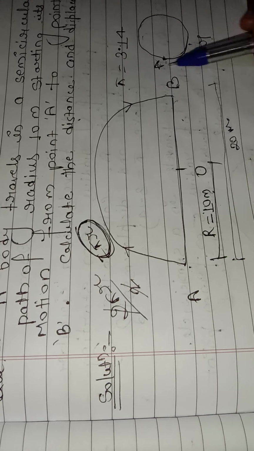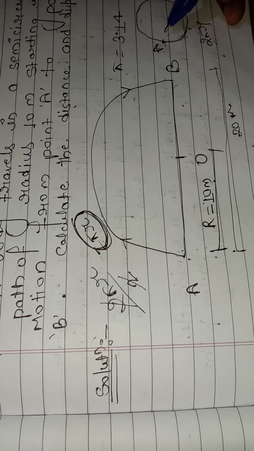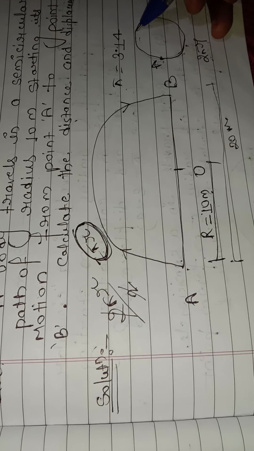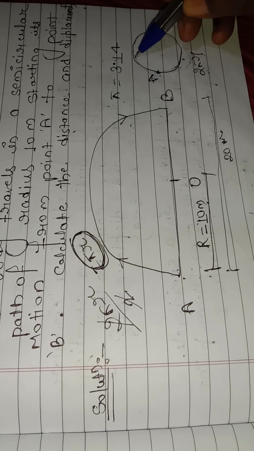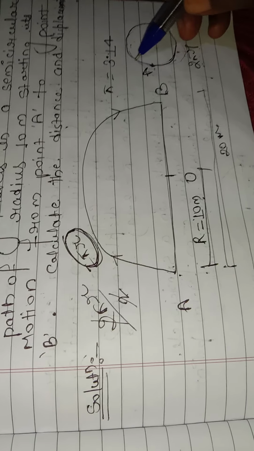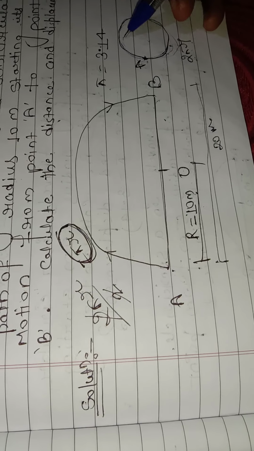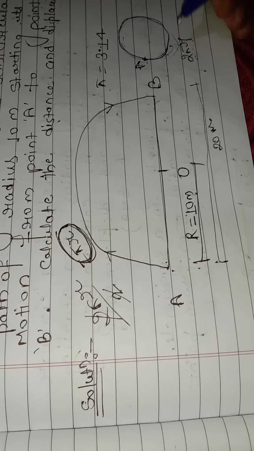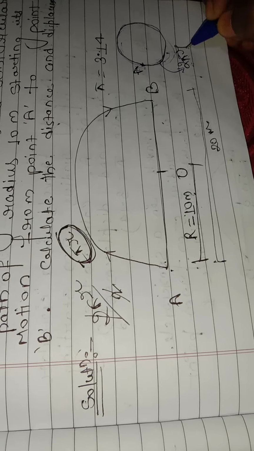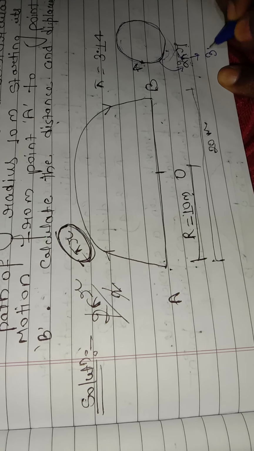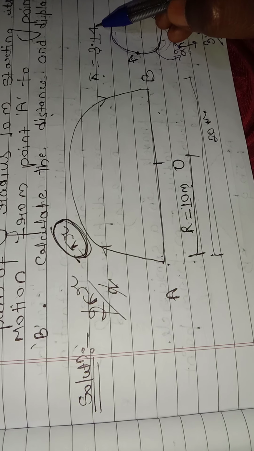Now see, it is a semicircular path. Suppose your path is circular, then what is the total distance? Distance is equal to the total path covered by the body. For this circular path, what is the total path covered by your body? This only, and this is the circumference of the circle. And what is the formula of circumference of the circle? 2 pi r. What is the value of pi here? 3.14. Pi is equal to 3.14.